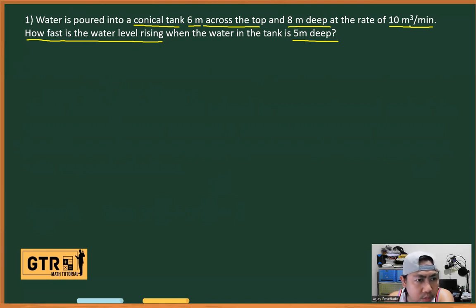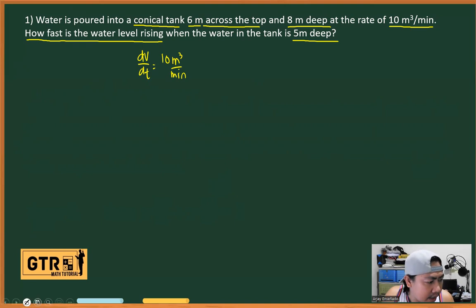So given 10 cubic meters per minute. So the unit is cubic meter per minute. So therefore, this is the volume. This is the derivative of V with respect to t because of per minute. Okay? So therefore, given natin ang dV over dt. So we have 10 cubic meters per minute. So that is the derivative of volume with respect to t. So kailangan pala natin ang formula ng volume ng cone.